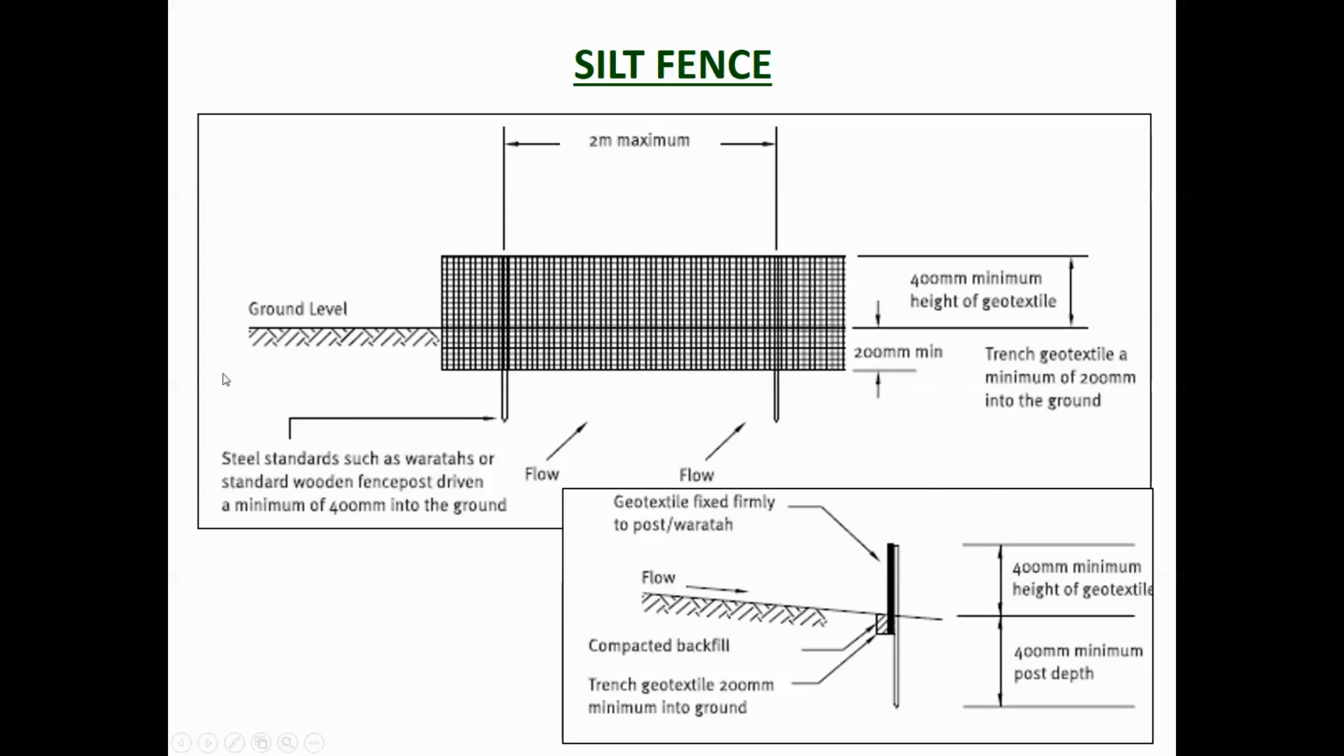So here's a detail of it. You can see it's a waratah, which is like a steel post driven into the ground. The silt fence is carried on into the ground, so you can see that it forms a base, so it doesn't allow the water to undermine it, to go underneath. And it usually has wires along it to tension it up, to make sure that it's not going to sag under the water force.